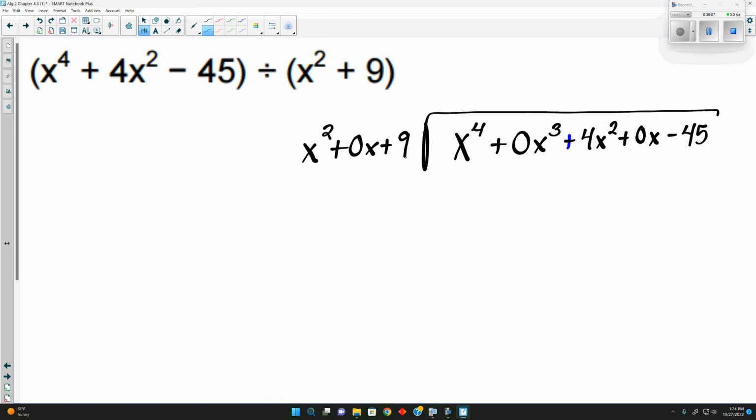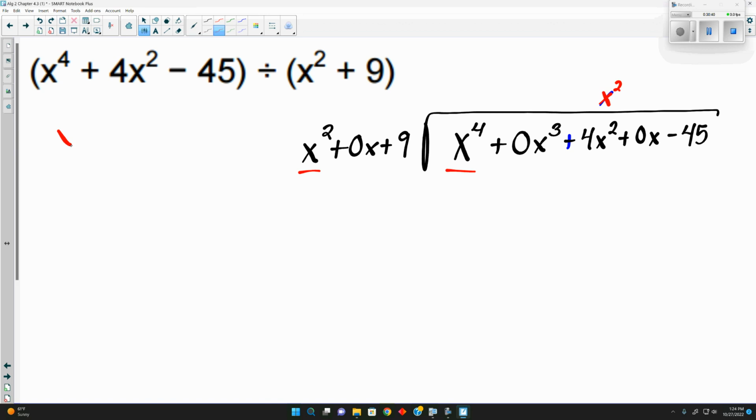Now for this one here, we could have gone without adding the 0x's in just because of how the setup is. But if we had something other than x squared plus 9, we would need those spots filled in. So it's better to fill them in and not need them than to have not and actually needed them. Now again, the first thing we're looking at is what times x squared gives us x to the fourth. X squared. And I'll put it over the x squared.